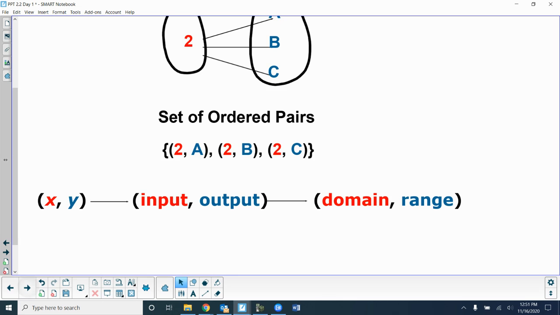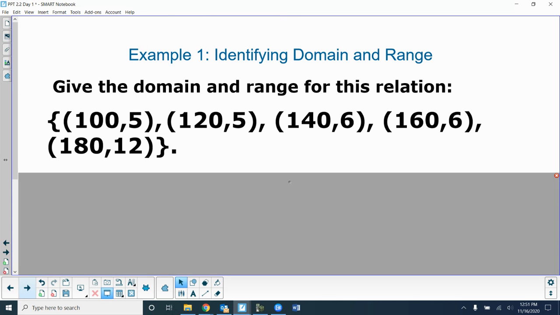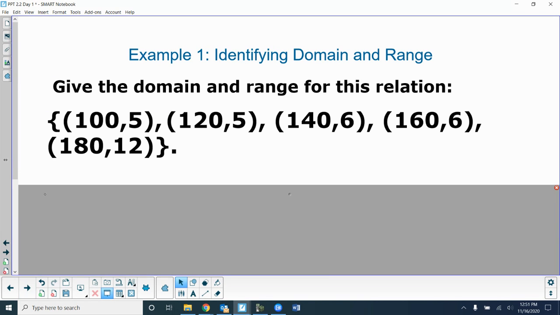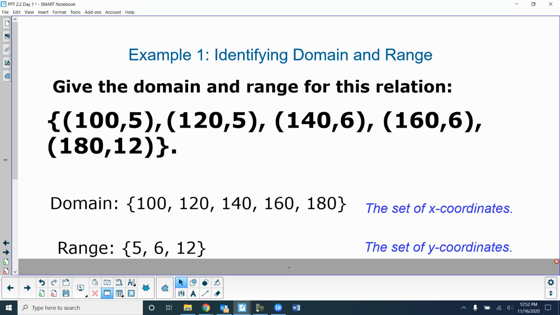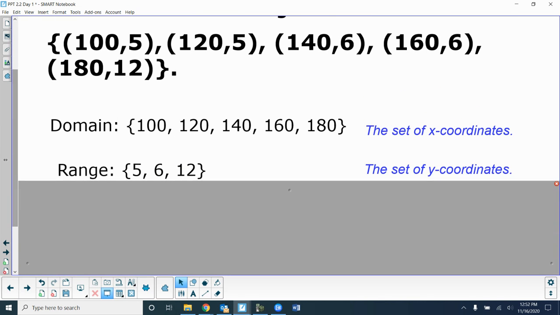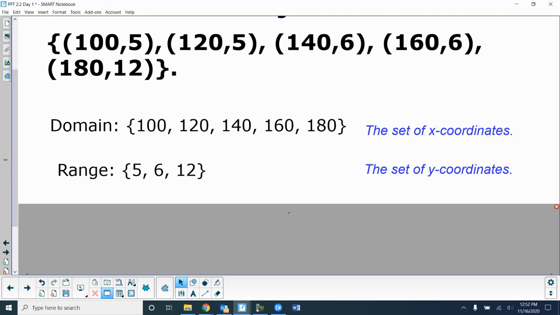Okay, so Nick, what's the domain of this relation? What else? Correct. Just the x values. That's our domain. What's our range, Tasha? Good. And you don't have to write it twice if it shows up more than once. You can just write those numbers once. Okay? Pretty easy, right? That's all it is.